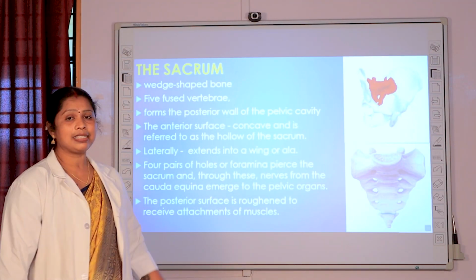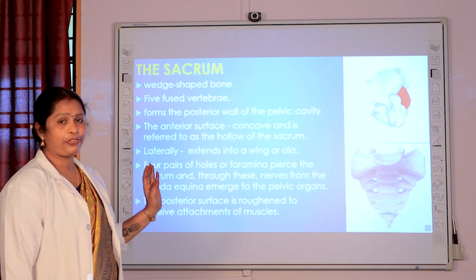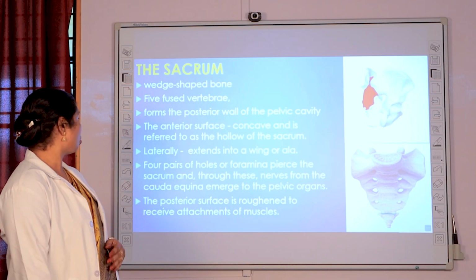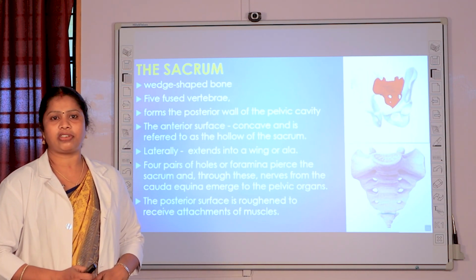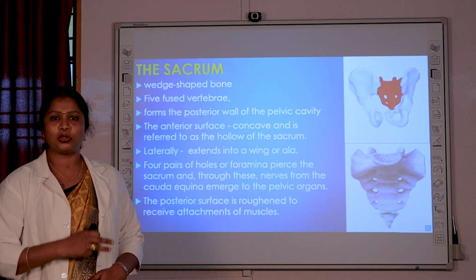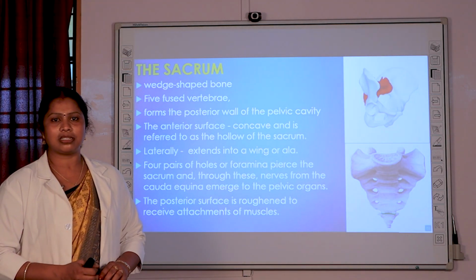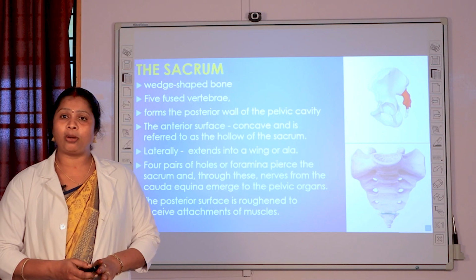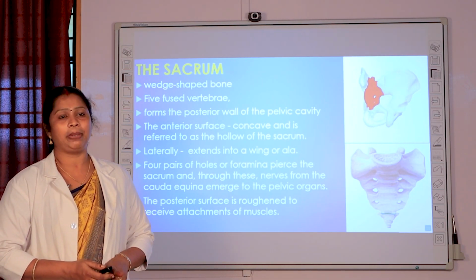The next bone is the sacrum. It is formed by 5 wedge-shaped, fused vertebrae. The anterior surface is concave and the posterior surface is convex. The anterior surface is smooth and the posterior surface is rough. The posterior surface is for attachment with the muscles, that's why it is rough. The 4 pairs of holes present in the sacrum receive the nerve supply to the pelvic organs.